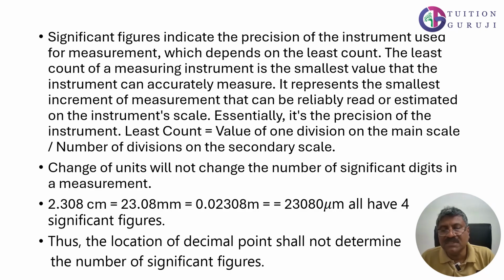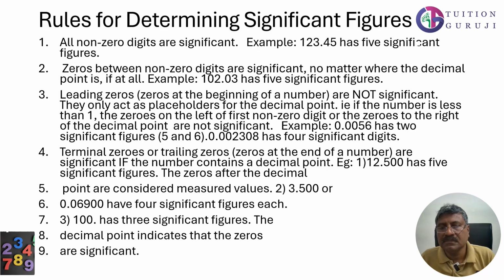Now, change of unit will not change the number of significant digits in a measurement. For example, 2.308 centimeter is the same as 23.08 mm or 0.02308 meter or 23080 micrometer. All have 4 significant figures. Thus, the location of the decimal point does not determine the number of significant figures.